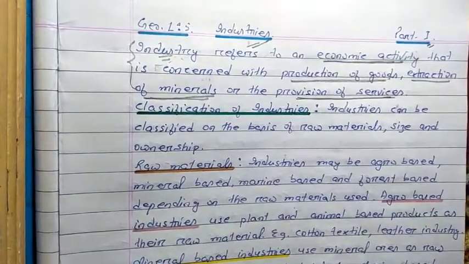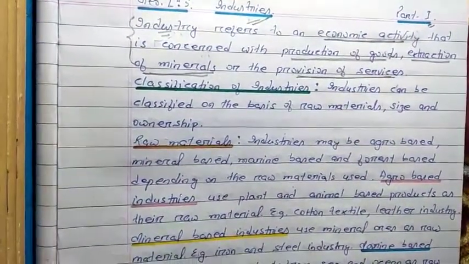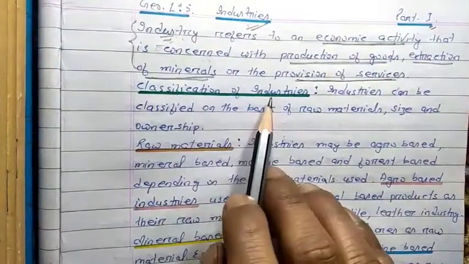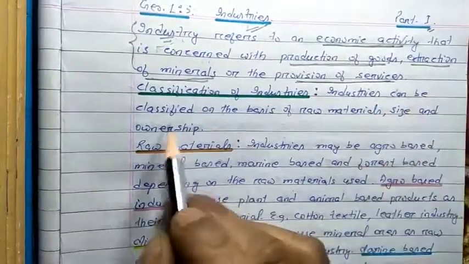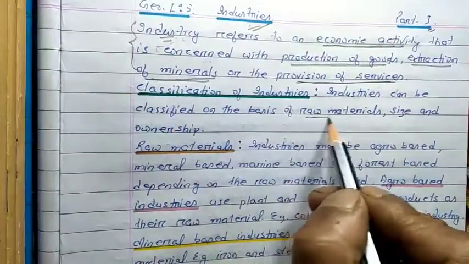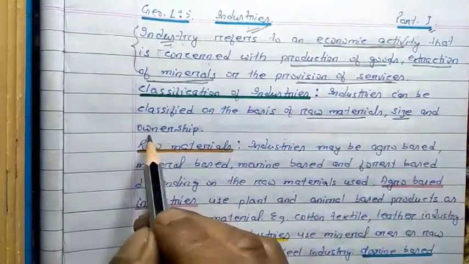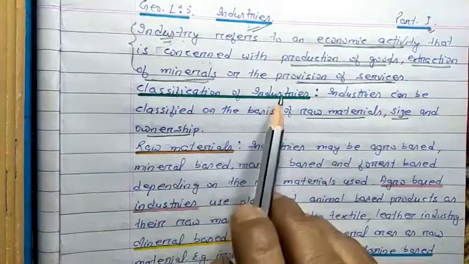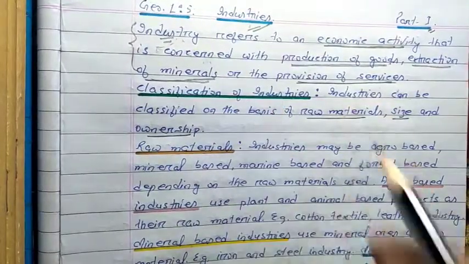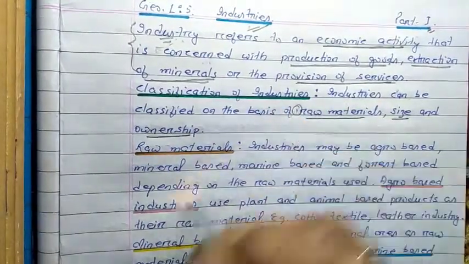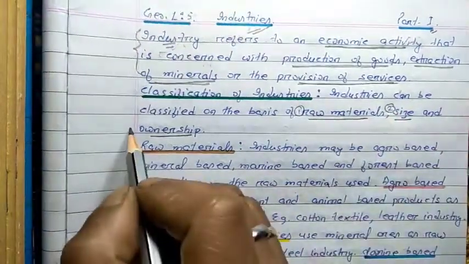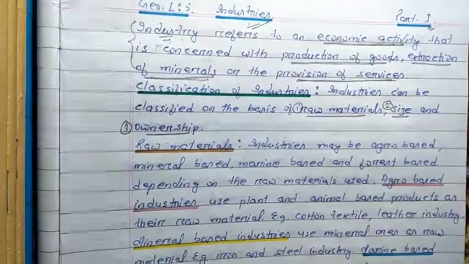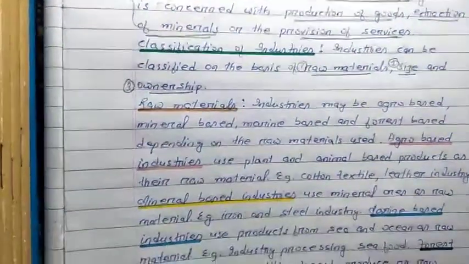Now, this is a very important point of this chapter: classification of industries. How can industries be classified? Industries can be classified on the basis of raw materials, size, and ownership. We can say industries can be classified on three grounds. Number one, on the basis of raw materials; second, on the basis of size; and third, on the basis of ownership. Let's try to understand one by one.